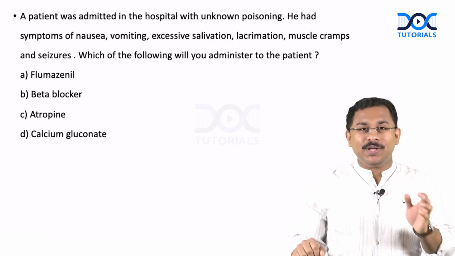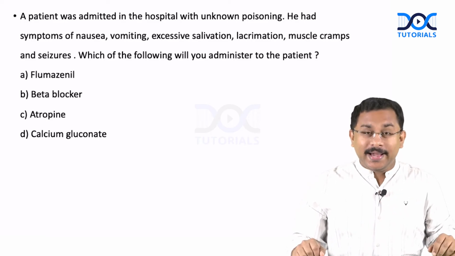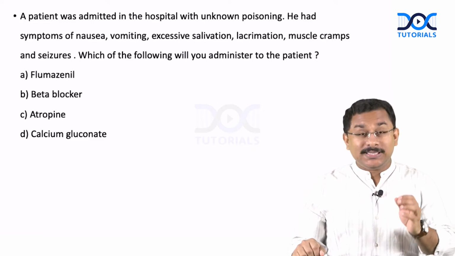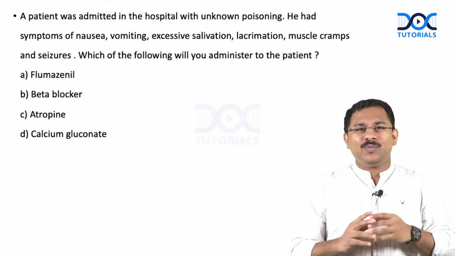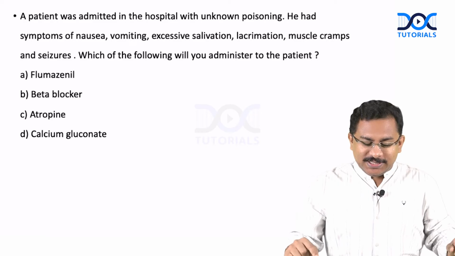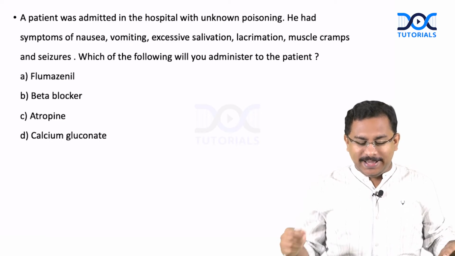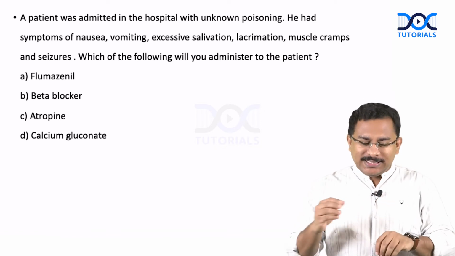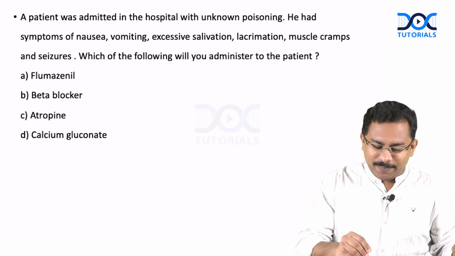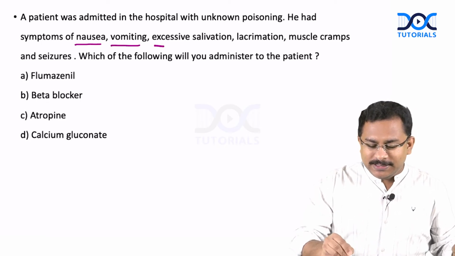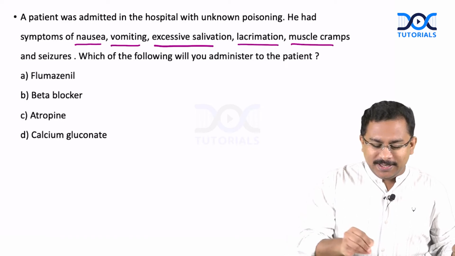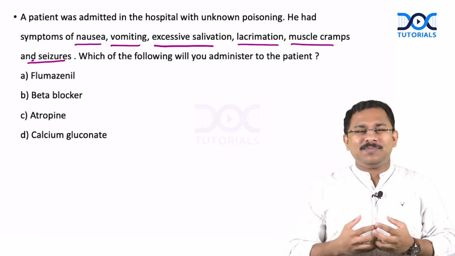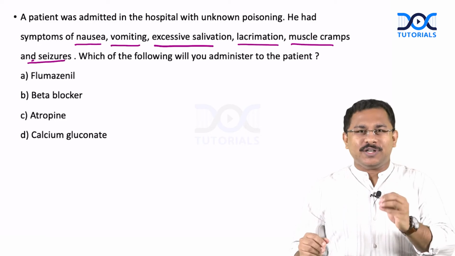A patient was admitted to the hospital with unknown poisoning. He had symptoms of nausea, vomiting, excessive salivation, lacrimation, muscle cramps and seizures. Which of the following will you administer to the patient? Options are flumazenil, beta blocker, atropine and calcium gluconate. So this is the case scenario of an unknown poisoning. So just have a look at the symptoms of this patient: nausea, vomiting, salivation, lacrimation, muscle cramps and seizures. Well, in the context of an unknown poisoning, all these symptoms are suggestive of an organophosphate poisoning.